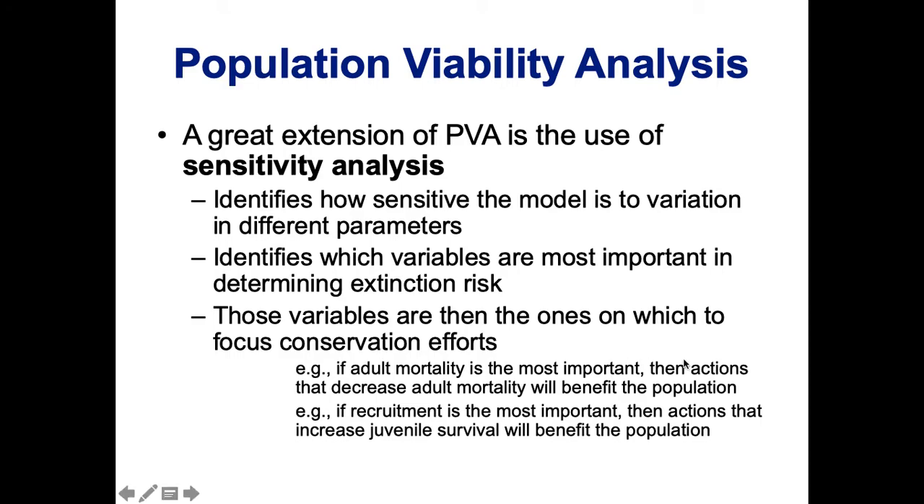So for example, if adult mortality is the most important, then actions that decrease adult mortality will benefit the population the most. If recruitment is the most important, then actions that increase juvenile survival will benefit the population the most. So we think about which life stage is affecting extinction risk the most, and then we can target our management efforts at that life stage. And there are some things you would do to help adults live longer, and there are different things you might do to help juveniles live longer. And it depends greatly on what species we're talking about.